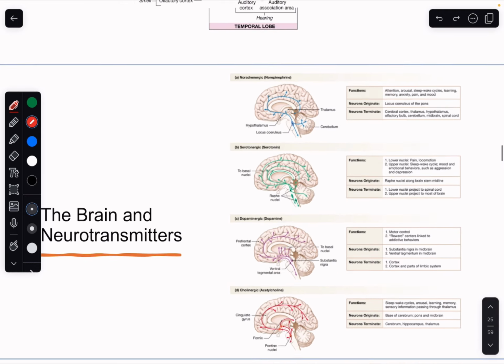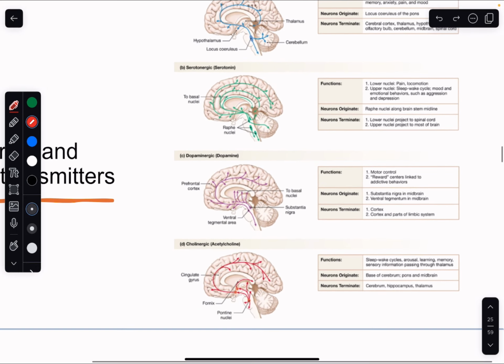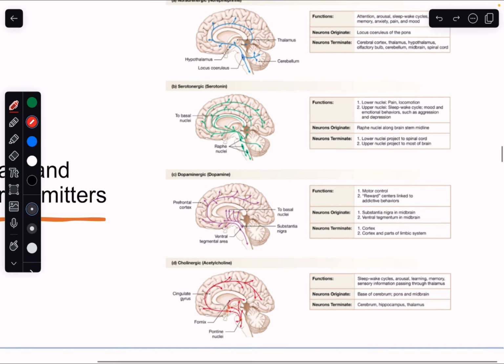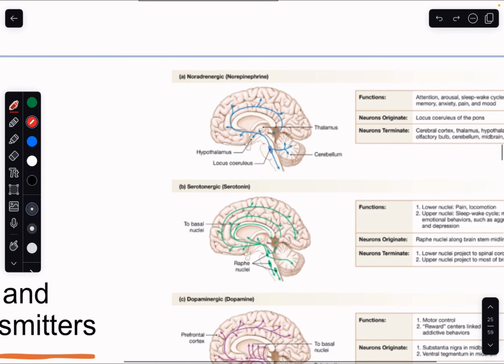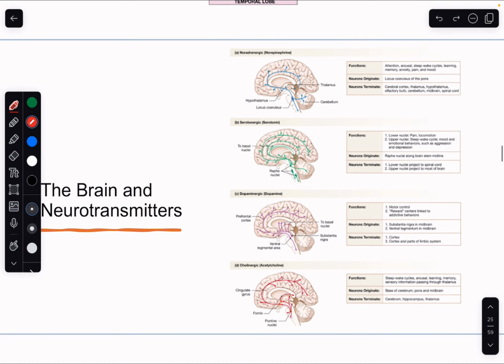Let's just keep going. So the brain and neurotransmitters. This is what the pathways of neurotransmitters would look like during different neurotransmitters occurring, right? I don't even know what this is, but I think we don't have to know all of them. We just have to know what the basis does.